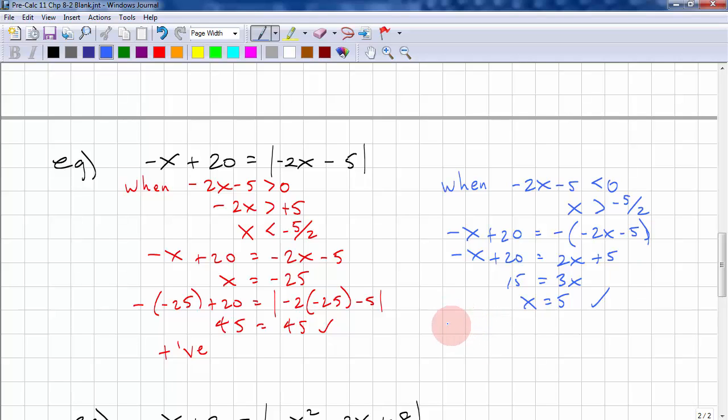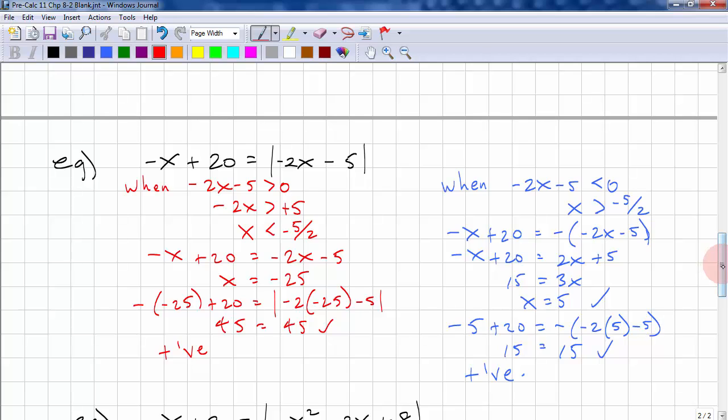Now we substitute, just to verify another way, minus 5 plus 20 equals minus negative 2 times 5 minus 5. So we have 20 minus 5, that's 15. We have negative 10 minus 5, that's negative 15. But there's a minus out front, so that cancels out to be positive. We have 15 equals 15, so that's good. And again, our left-hand side is positive.